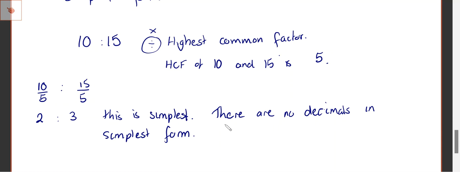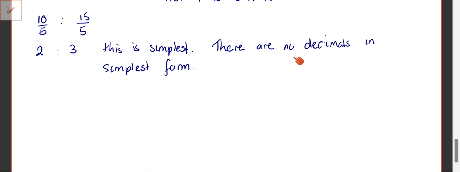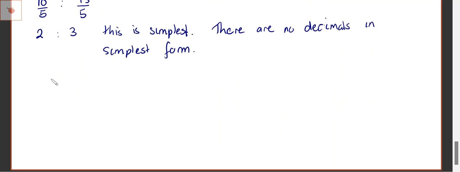Anyway, two things, equivalent ratios and simplest form. Do I need another example of simplest form? Well, let me give one. There is just one I want to ask. Write 1.5 to 7 in simplest form.